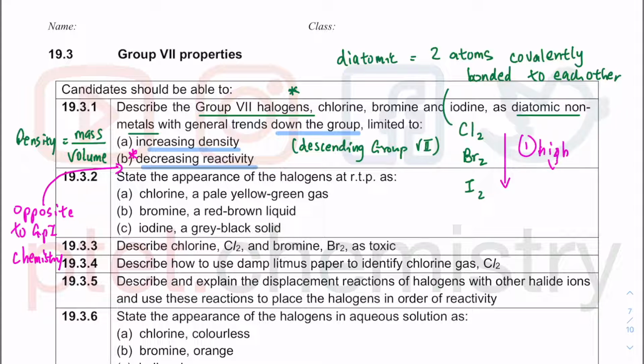I can comment about this if I just write that again. So that is higher density. And then the second feature is that going down the group, they also become less reactive, because this is group 7. Group 7 becomes less reactive down the group.